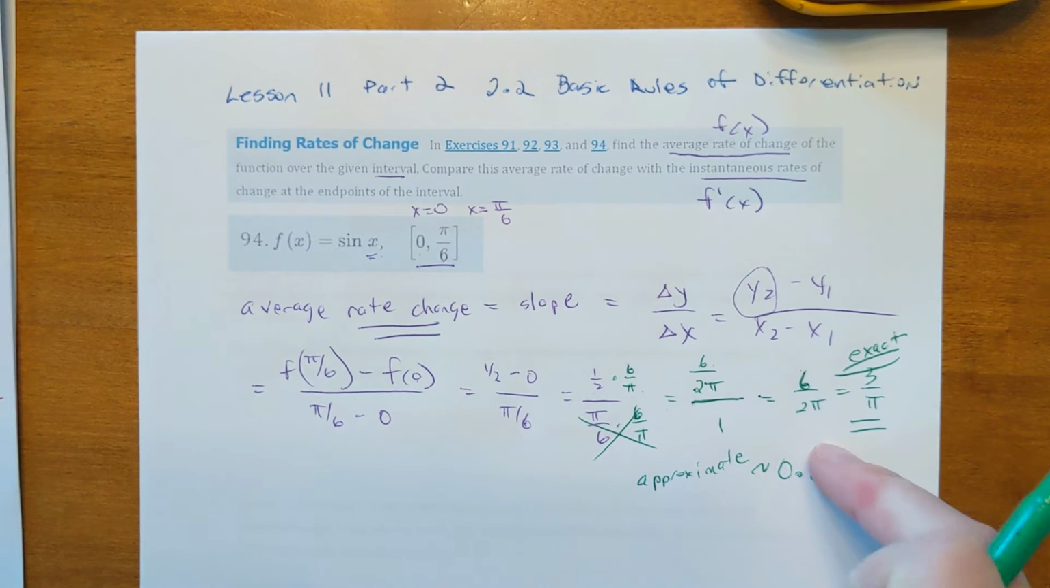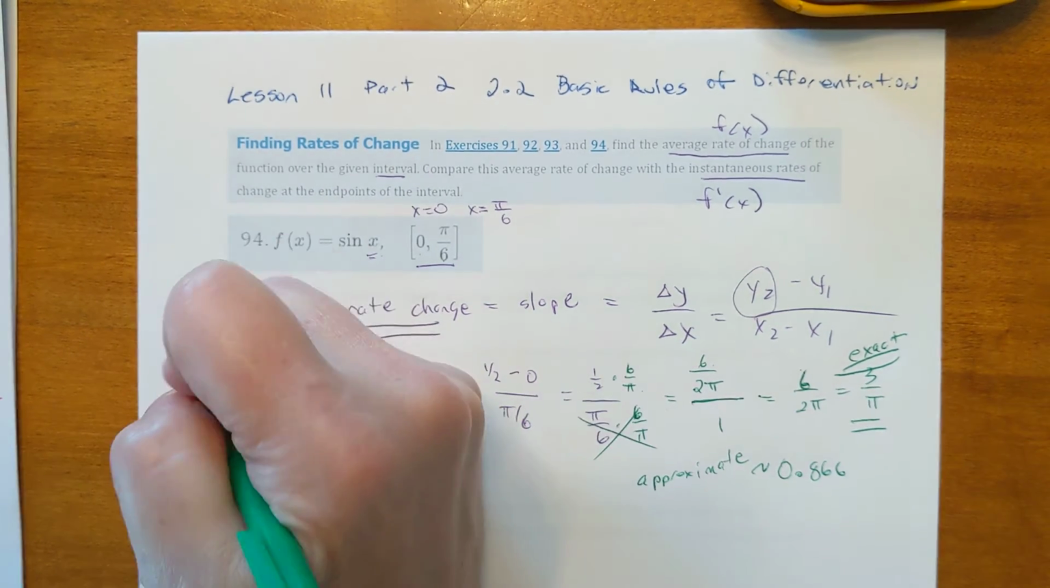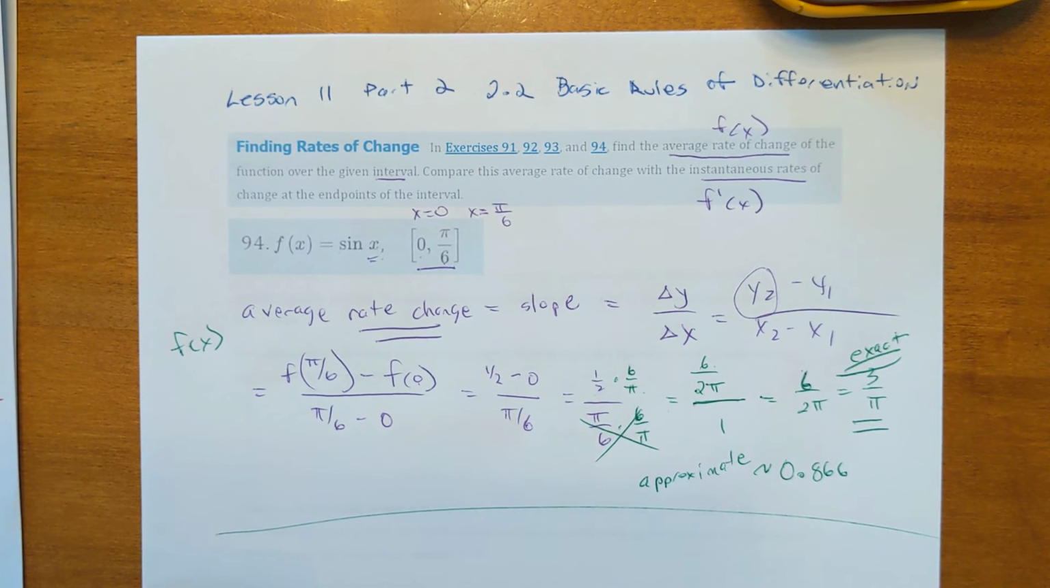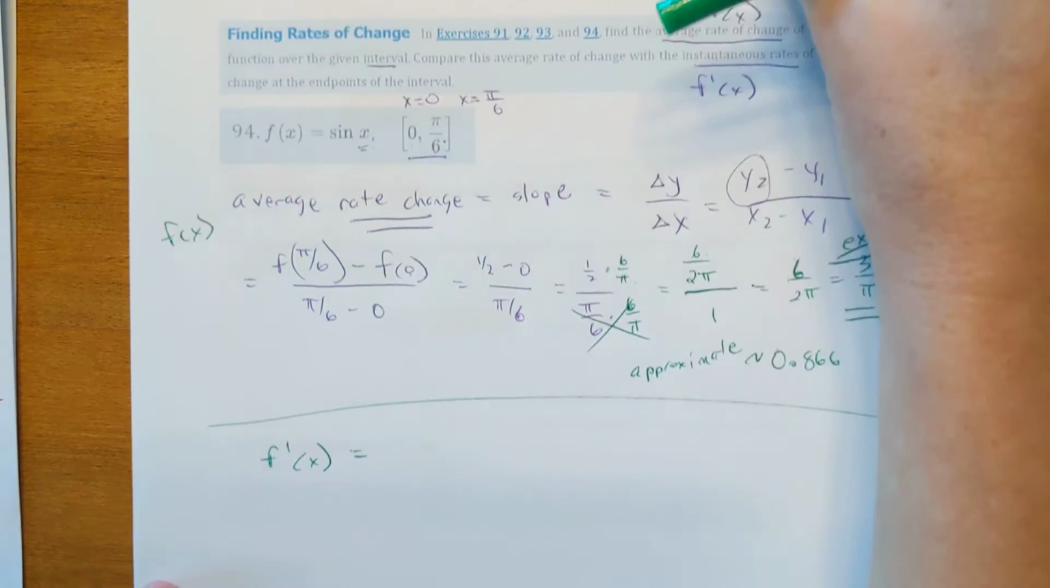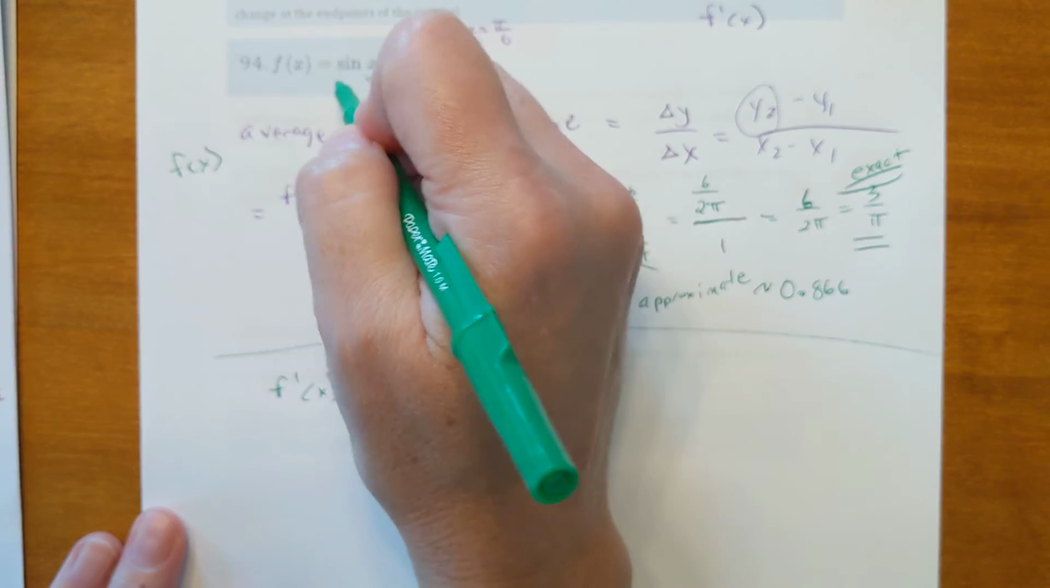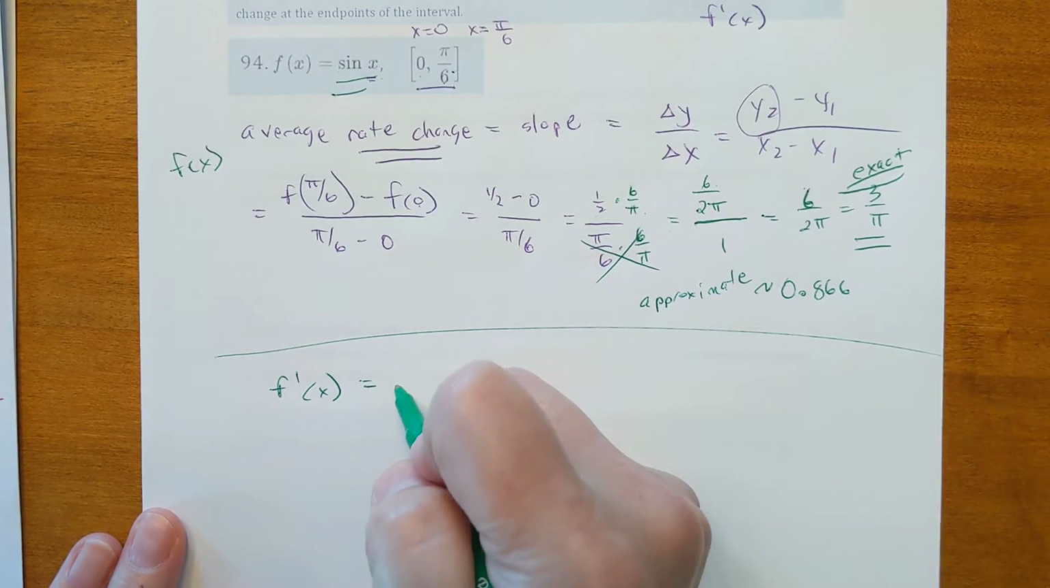Okay, so that's the average rate of change using the original f function between 2 points on the curve, which is going to be different. It's not going to be the same slope as at those 2 points because, again, it's a curve and it's got a different slope at all the different points. So if we want to do the instantaneous slope, we have to take the derivative because the derivative is at any point on the curve. So again, the derivative of sine is cosine.